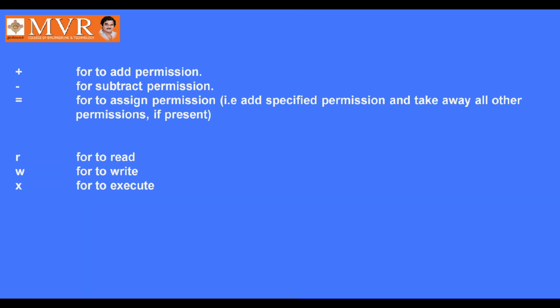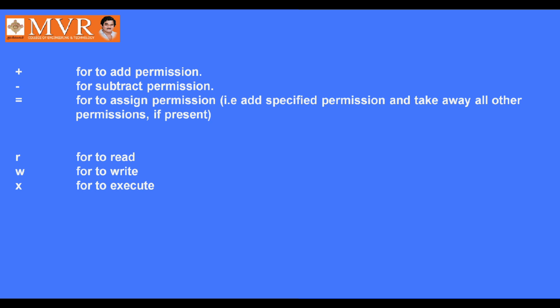And then the plus symbol is used to add a permission. For example, if some group does not have write permission and you want to add it, you use the plus symbol followed by the permission letter. For write permission we use W, for execute permission we use X, and for read permission we use small r. So these are the three letters used to represent permissions: R for read, W for write, and X for execute. The plus symbol is used to add a permission, and the minus symbol is used to subtract a permission, that means if you want to remove a permission from a file, you can use the minus symbol.